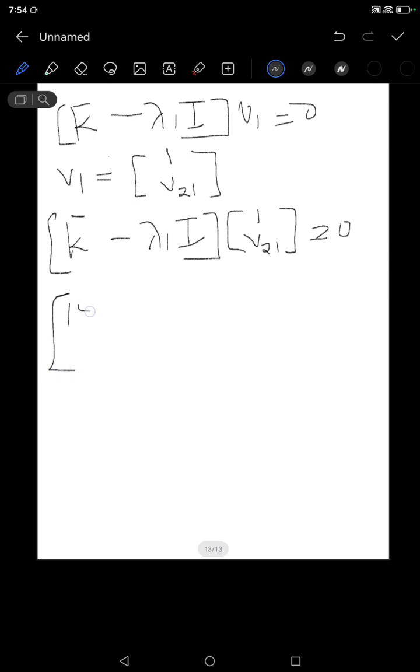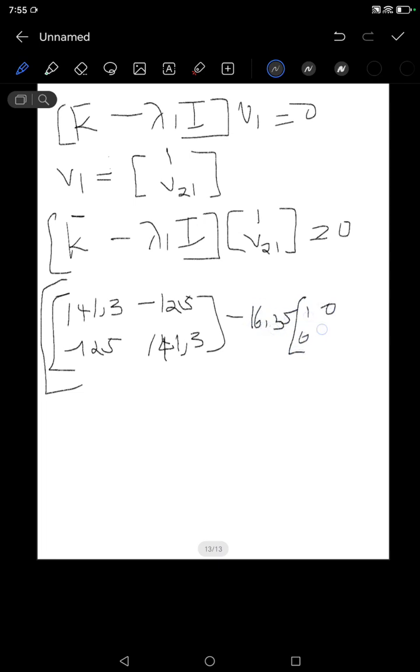So we're going to have 141.3 minus 125, minus 125, 141.3, minus 16.35 into 1001, all multiplied by the vector 1 v21, equals 0. And now here we can multiply this 16.35 by 1 by 0, and then we're going to get what?